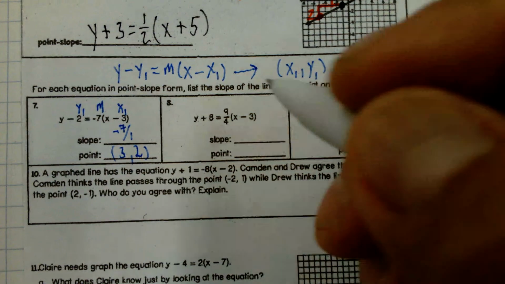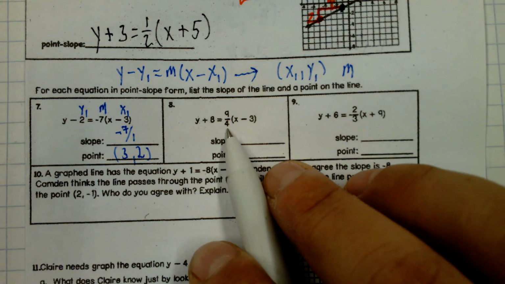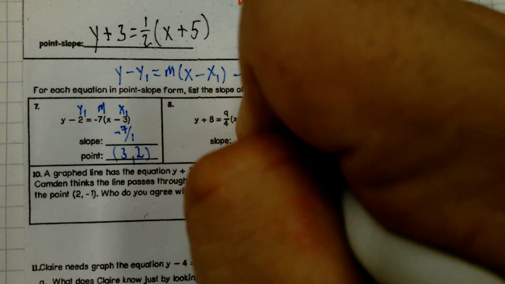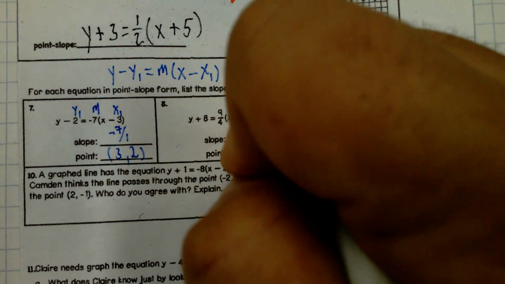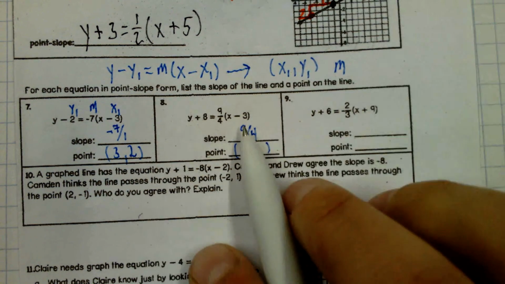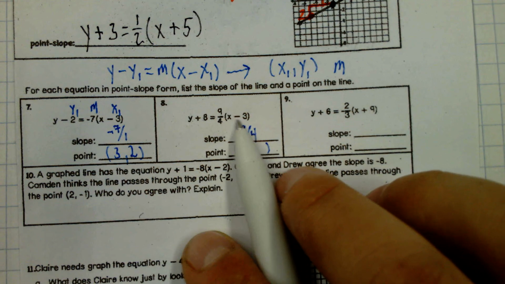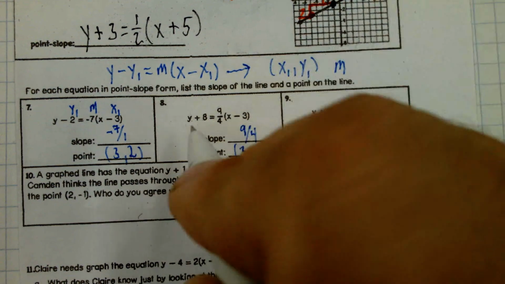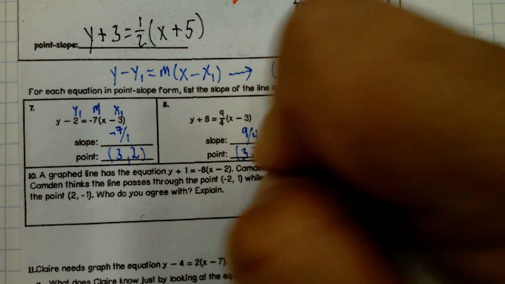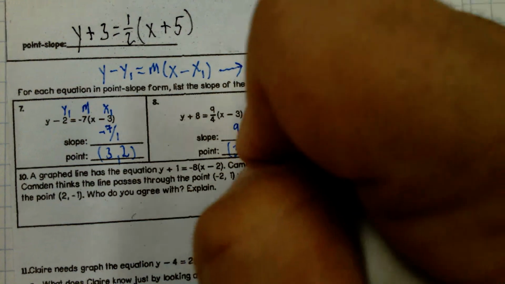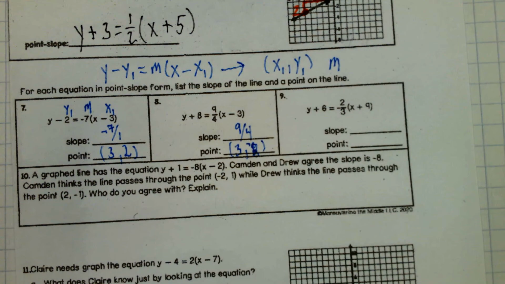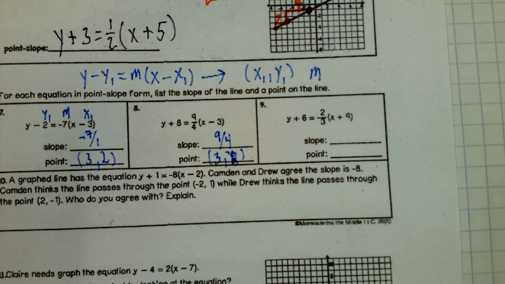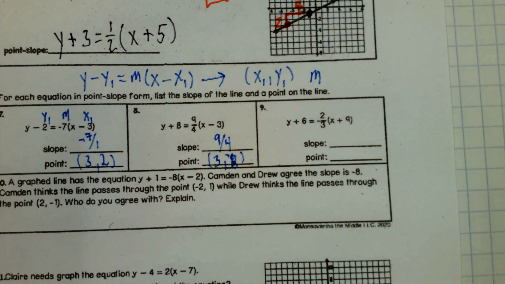Let's try the next one. Let's figure out the slope for this one. I see 9/4. Is that it? 9/4. Okay, let's figure out the point. 3, and that's +8, -8. So 3 for x, and -8 for y. So it's 3, -8. Okay, I'll let you try the last one on your own. Go ahead and figure out the point and the slope.